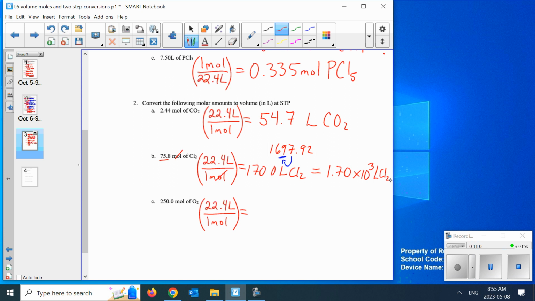Not done this one? Okay. Somebody from the backish region in the middle. What do we get for C? Okay. I put that down. 5,600.